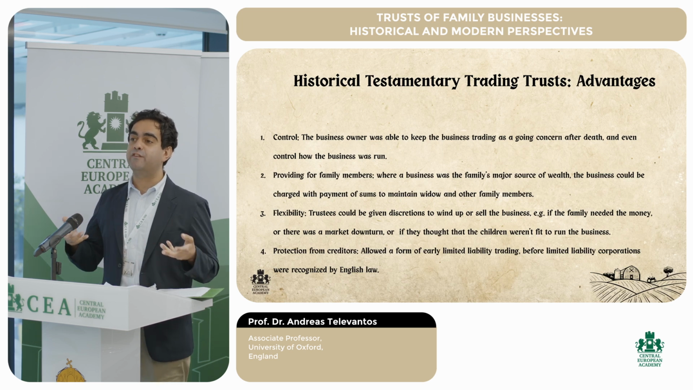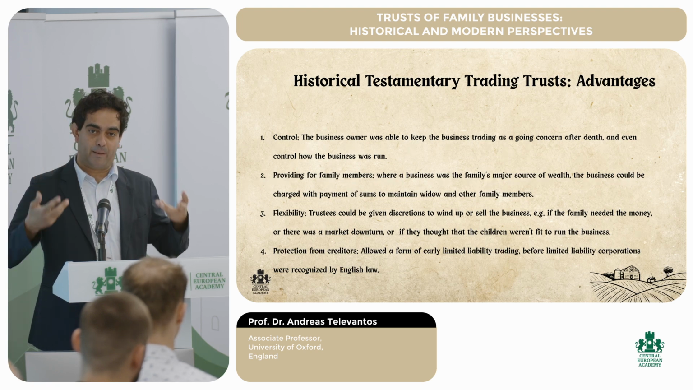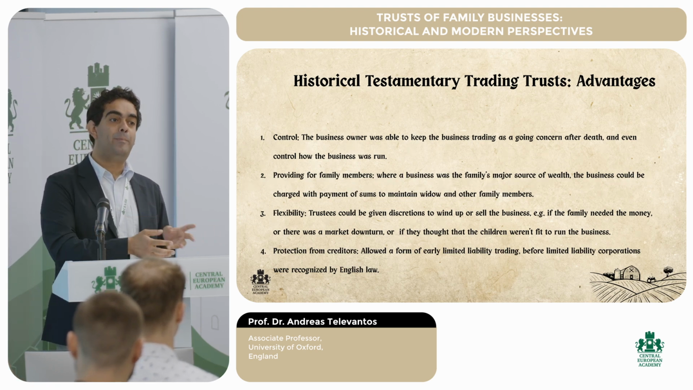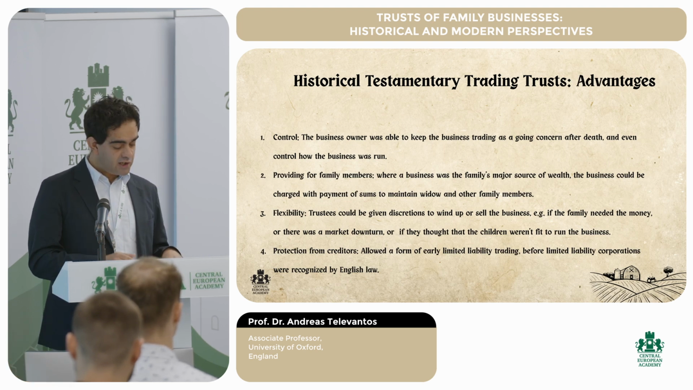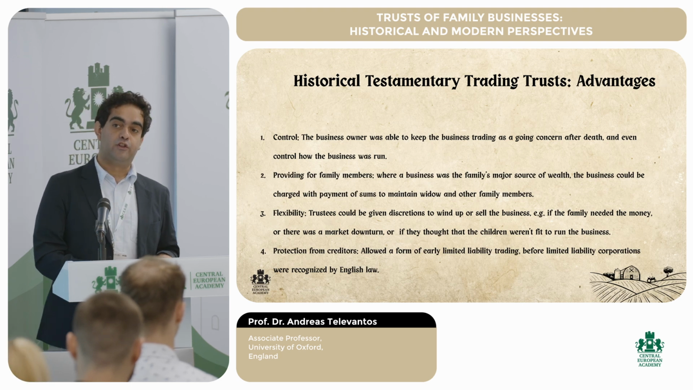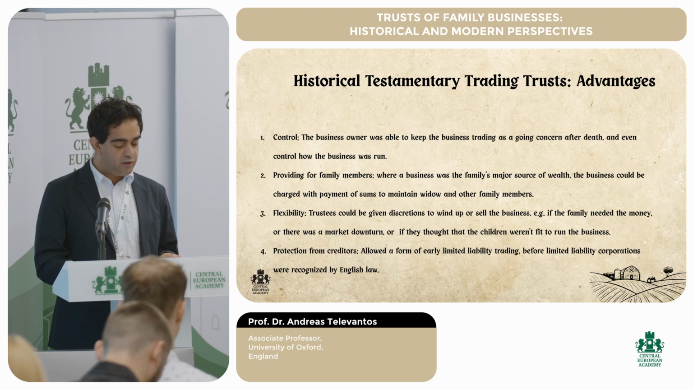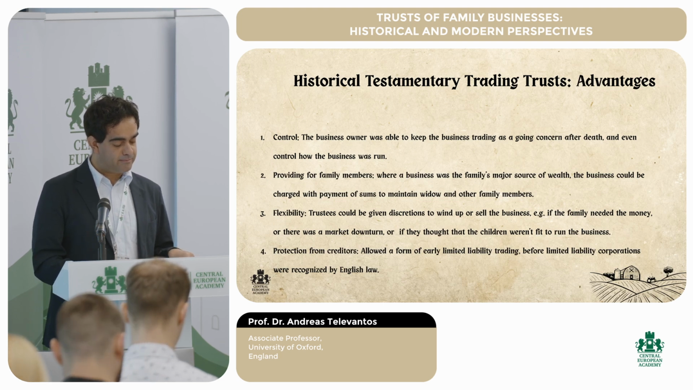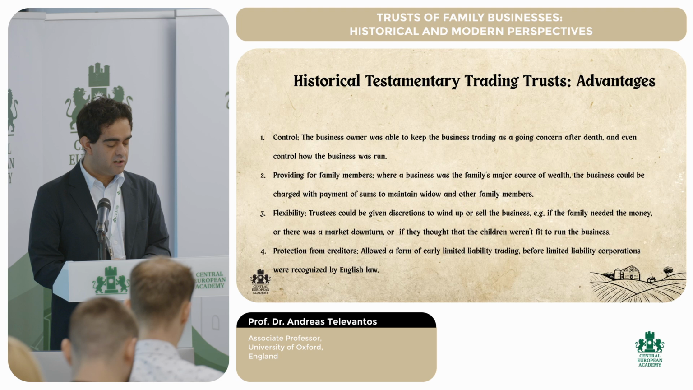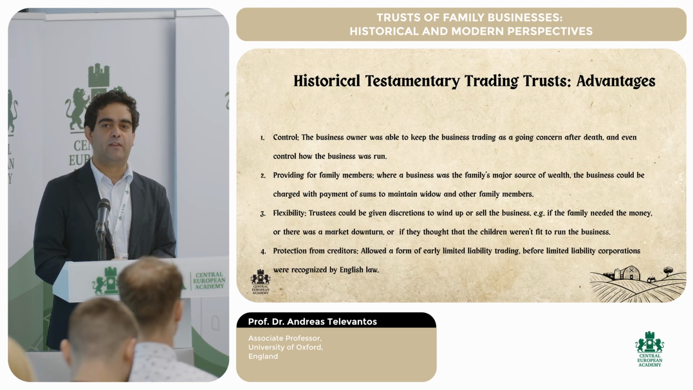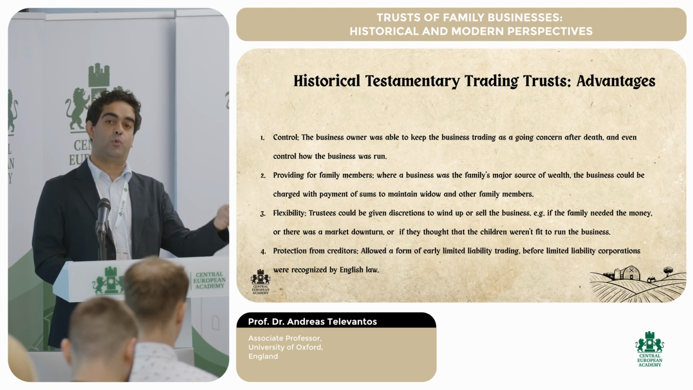Just as large aristocratic families had structures using trusts to keep the land together and in the family and providing for all family members, this seems to have been the small business owner's equivalent. Thirdly, the structure here allowed flexibility. The trustees chosen by the testator could be given discretions to wind up or sell the business. For instance, if the family needed money, if there was a market crash, or if the trustees thought that the business owner's children were not fit to run the business, the trustees could be given a discretion simply to sell the assets and split the money between the family members.